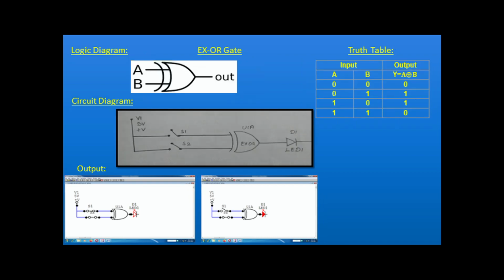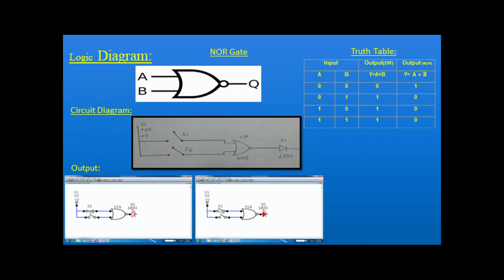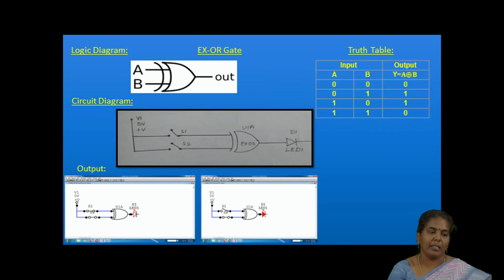So this is the NAND gate and the NOR gate. The NAND gate is the NOT AND gate. The NOR gate is the NOT OR gate. Next we are going to see the XOR gate.